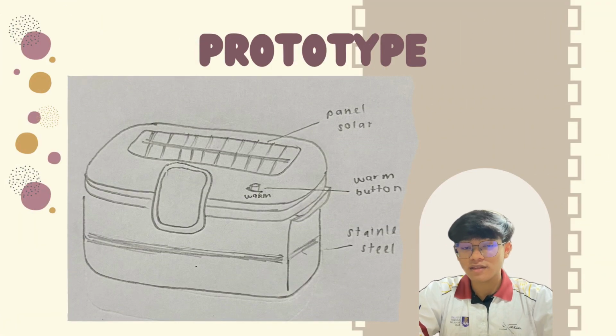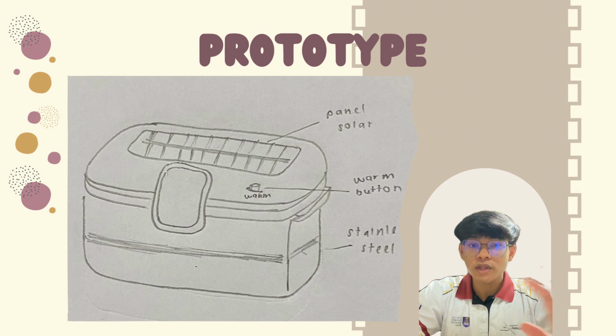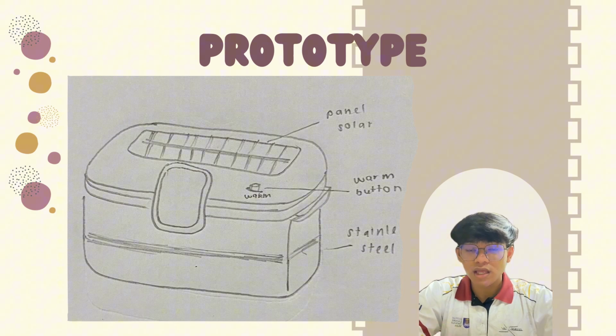Alright, for the next slide we want to show you our innovation of the prototype lunchbox. As we can see, on the top of the lunchbox we will put the mini solar panel, and behind the solar panel we put the warm button to make sure the temperature of the food in the lunchbox will be controlled and maintained to refresh the food again.